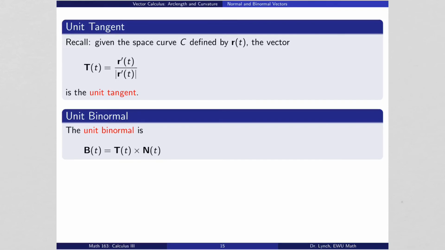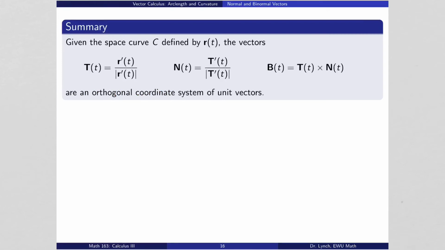And of course, if you want a third orthogonal vector, all you have to do is look at the cross product of those, and we'll call that the binormal. So the unit binormal, T cross N, is a third vector that's orthogonal to both of those. So since T and N are orthogonal and B is orthogonal, the three of those are mutually orthogonal.